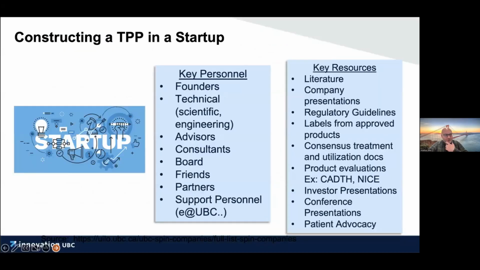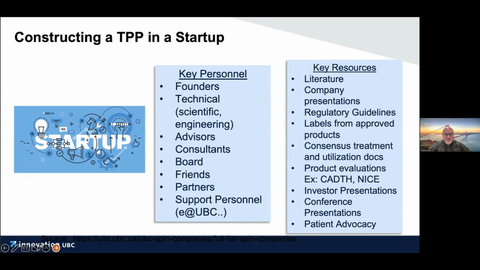So, when you're constructing a TPP in a startup or in your academic lab, it's typically a few people. It's your founders, your technical, scientific, and engineering if you're in a medical device group. Key thing is, once you have a decent sense of what you think makes sense, run this by advisors, whether they're clinical or business, different consultants, your board, friends in the space, and support personnel.